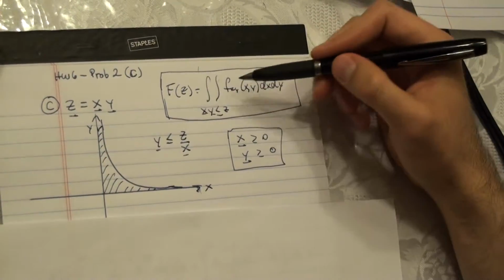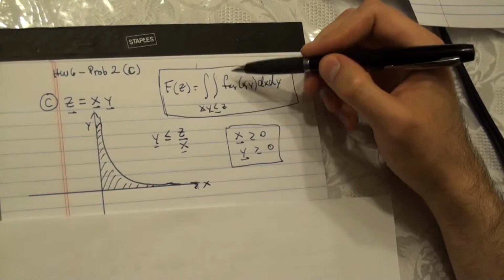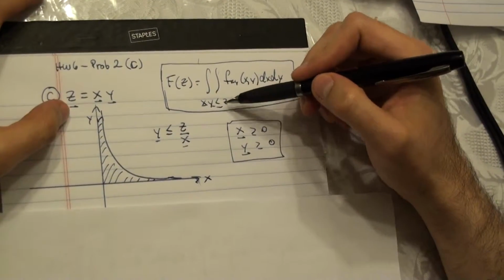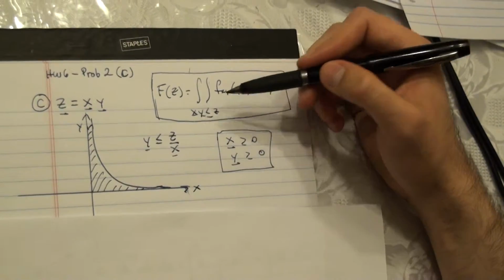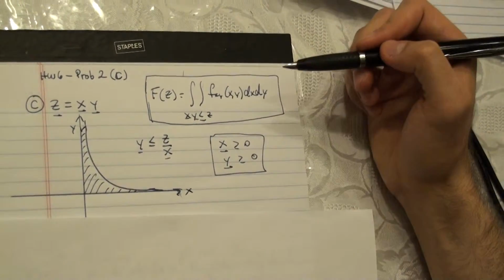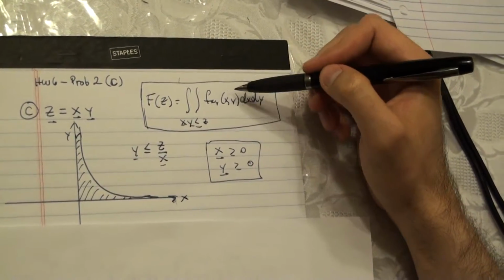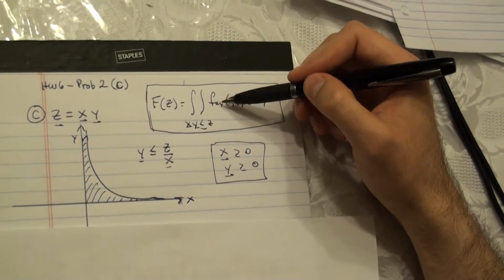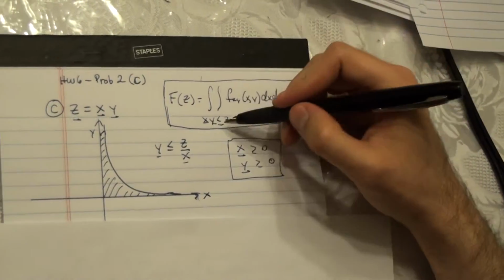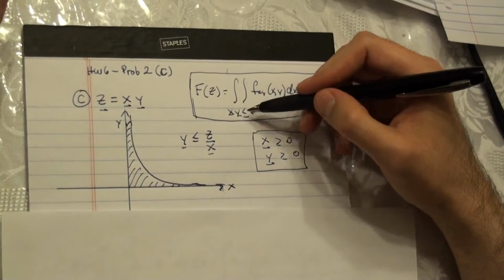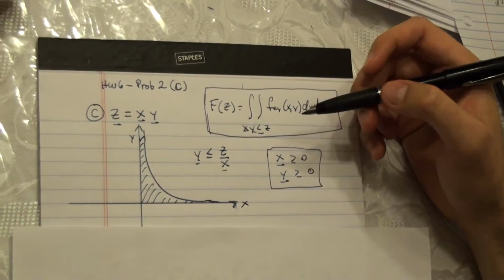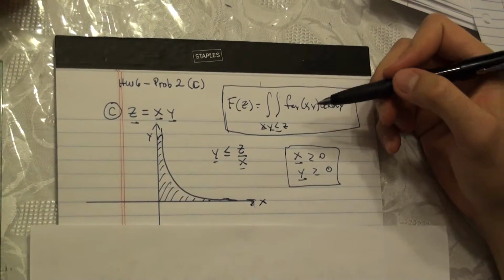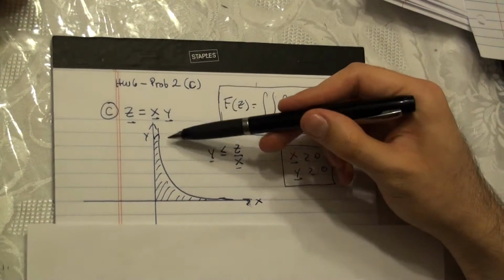So big F of z is equal to the probability that the z random variable is less than or equal to z. Well, what's the z random variable? It's the x random variable times the y random variable, less than or equal to z. So over this area we have to integrate our little f of xy. We can rewrite this condition as the y random variable is less than or equal to z over the x random variable. So that will look like this.